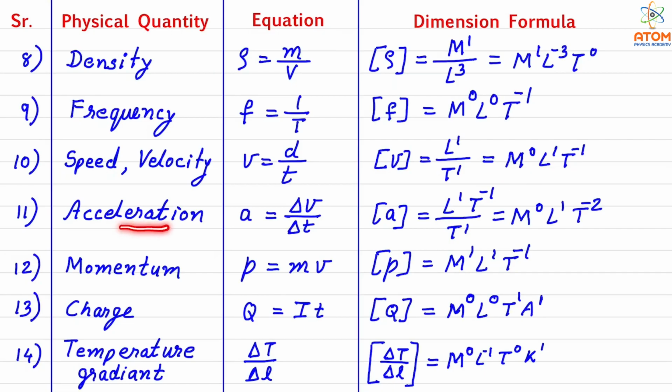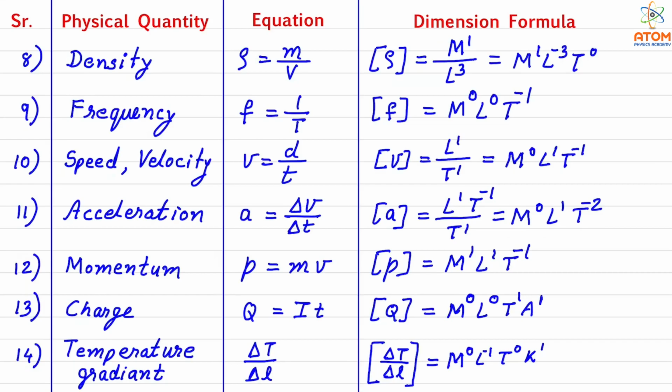Then acceleration. Acceleration is change of velocity upon time, that means delta v upon delta t. Now, whether it is change of velocity or velocity, the dimension formula remains same. So for velocity we know already the dimension formula is L1 T^-1, and for time it is T1, that's why it is M0 L1 T^-2.